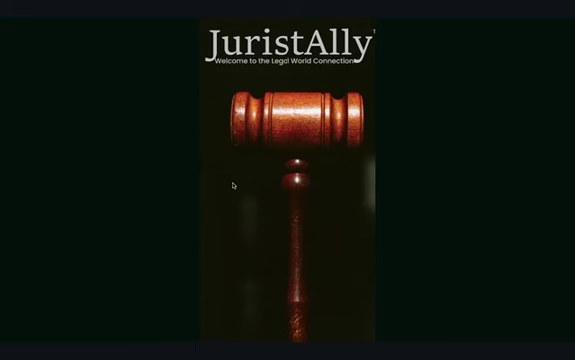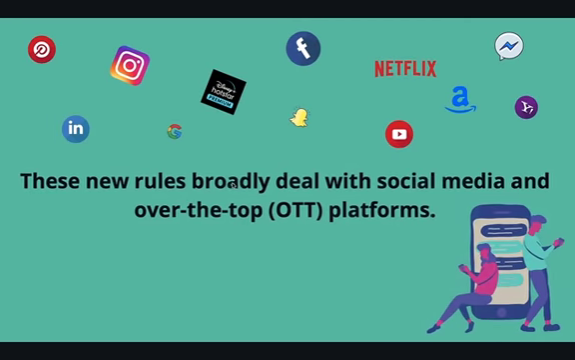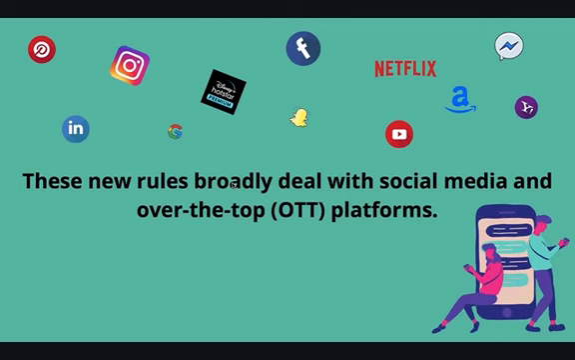Welcome to Juristally, and today we are going to talk about the Information Technology Rules 2021, which were made recently about intermediary guidelines and digital media ethics code. These rules broadly deal with social media and over-the-top (OTT) platforms. These rules have been framed in exercise of powers under Section 87 Clause 2 of the IT Act 2000 and the supersession of the earlier Information Technology Rules 2011, which were again about intermediary guidelines.